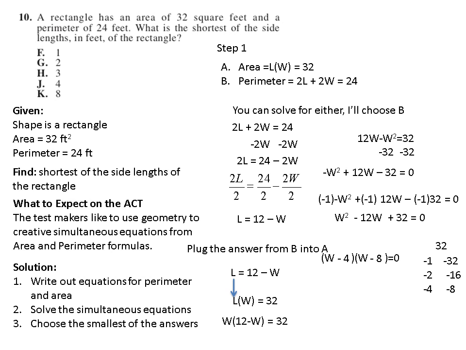So now I have my factors. And then I set each of these factors equal to 0. So W minus 4 equals 0, so W equals 4. And then W minus 8 equals 0, so W equals 8. Now, both are fundamentally correct, but we're asked to find the shortest side, so W equals 4.